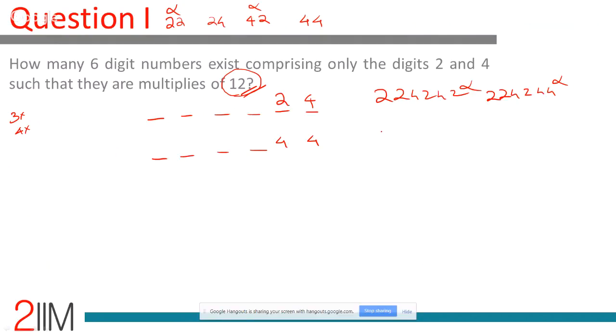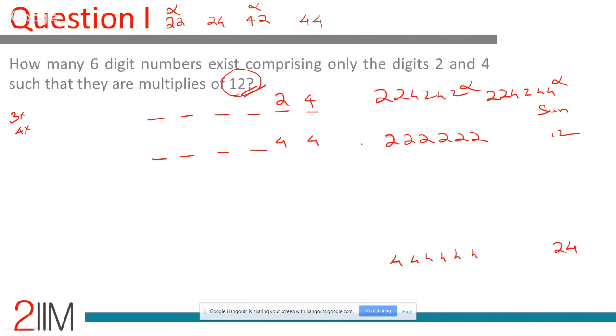Now let's go to the other condition, which says that the number should be a multiple of 3. For a number to be a multiple of 3, sum of all the digits should be a multiple of 3. The best way to go about these questions is to think about the smallest possible sum, largest possible sum, work our way in between. The smallest possible sum, all digits are 2, so sum of all digits is 12. Largest possible sum, all digits are 4, 6 fours, sum of all digits is 24. So the sum of all digits can be between 12 and 24.